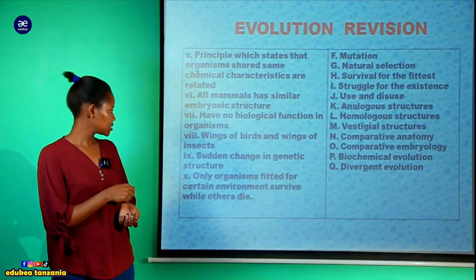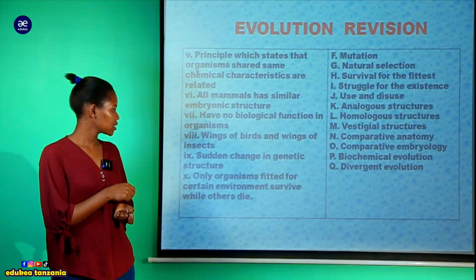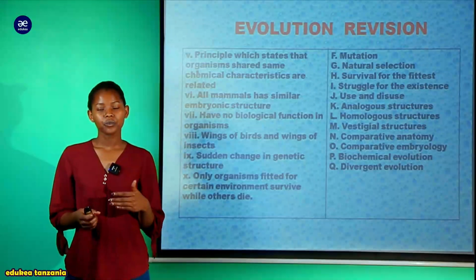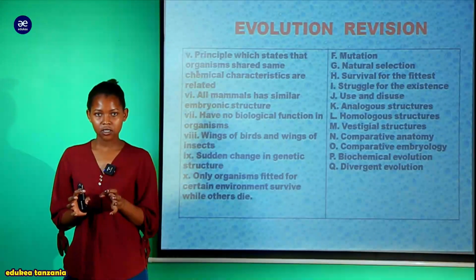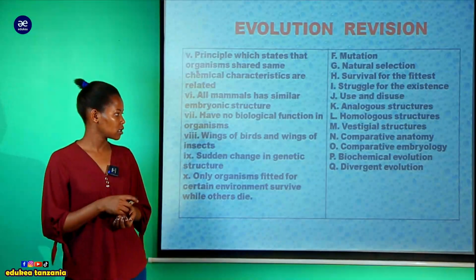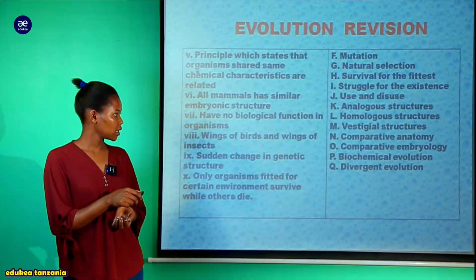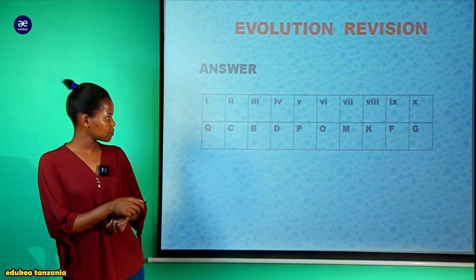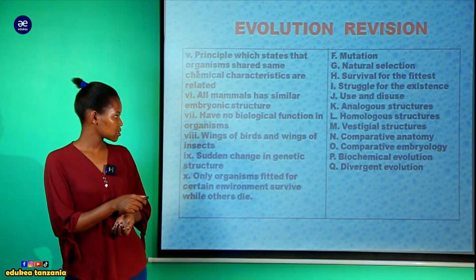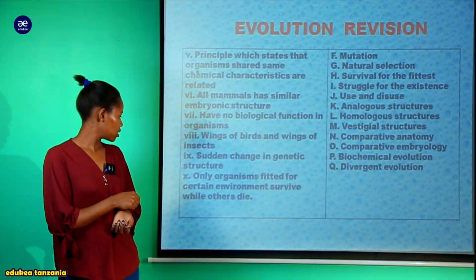Then ukija part 80, wings of birds and wings of insects. Tukiangalia wings of birds and wings of insects ni zina perform the same function, but they have different origin, and this is the analogous structure. When you look here, you can see K is the analogous structure. So after M is K, which is our part 80. The correct answer is K, analogous structure.